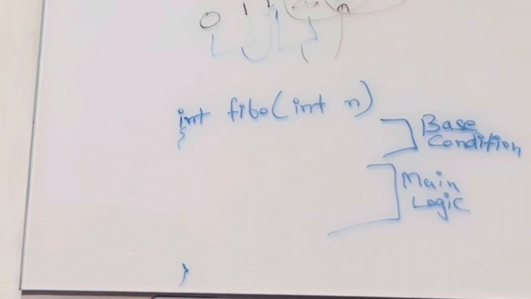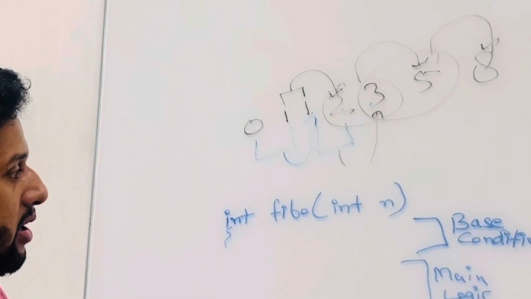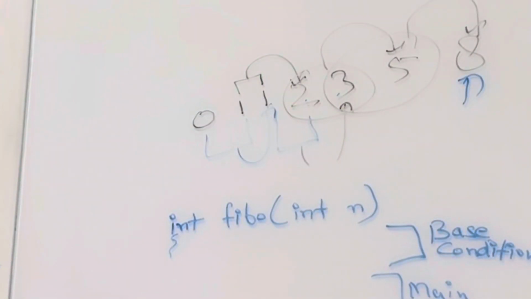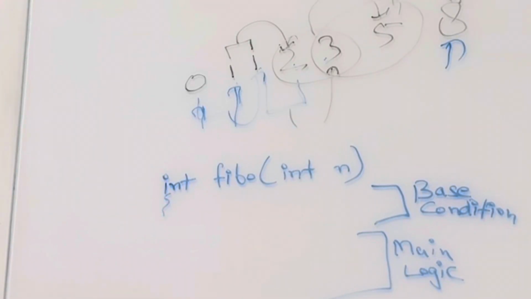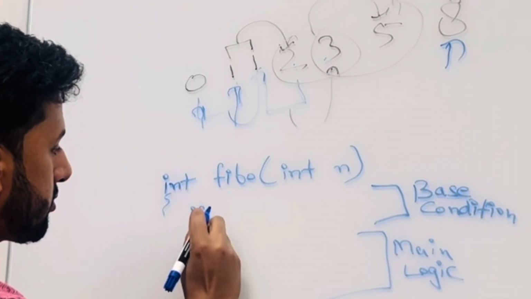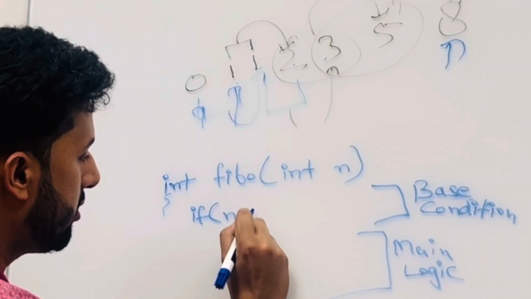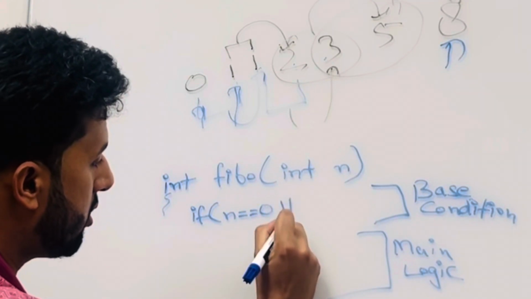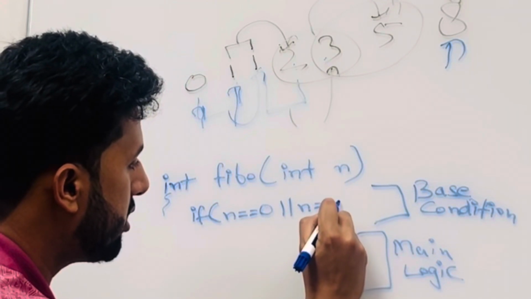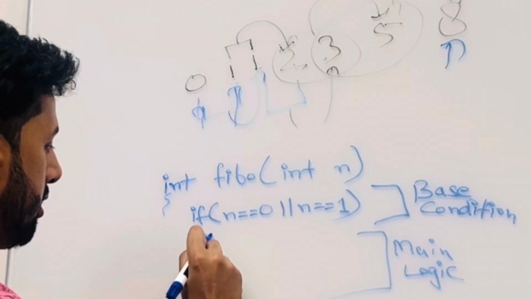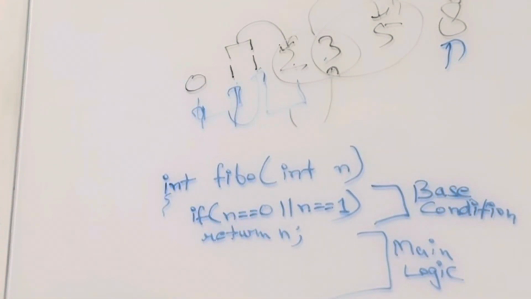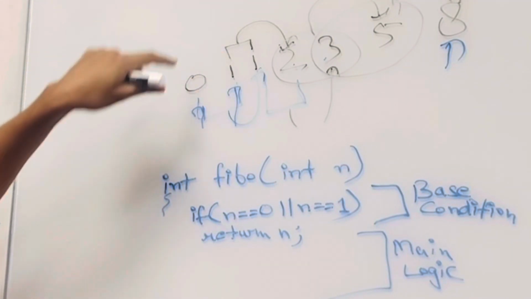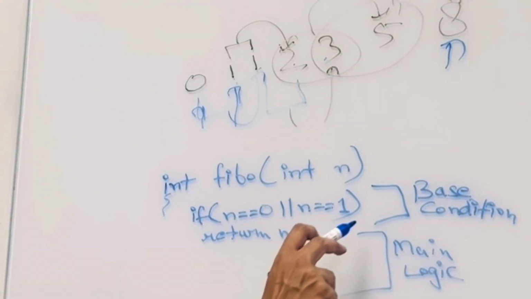What would be our base condition? Suppose the value of n is this one. What is the base condition? The base condition is this one and this. We have two base conditions here, right? So if n equals 0 or n equals 1, return n. If we have reached this point, we have to return directly. So this is our base condition.